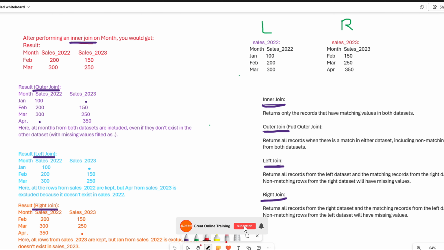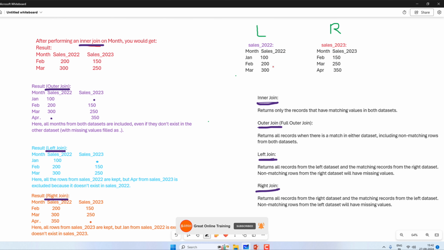So here, if you see, I have taken two data sets. One is sales_2022 and the other is sales_2023. In the sales_2022, I have the variables month and sales_2022. And in the 2023 data set, I have month and sales_2023. So what the question asks is, we have to merge these two data sets based on the variable month, and by performing any of these four joins, we have to merge these two data sets based on the variable month. So first of all, what is inner join?